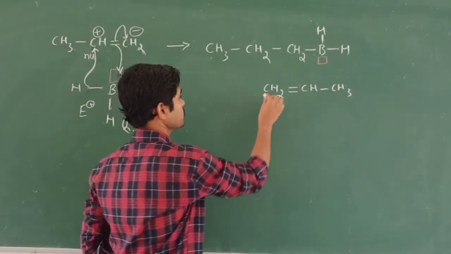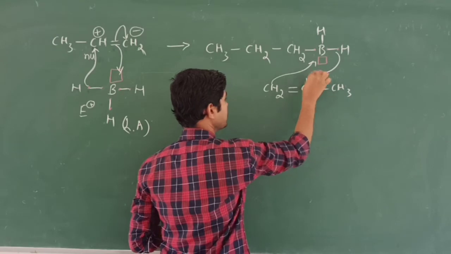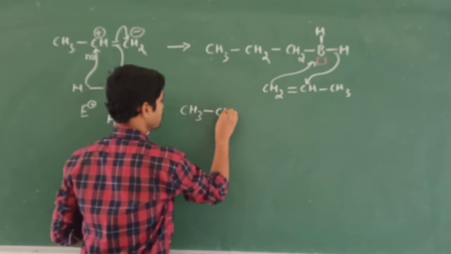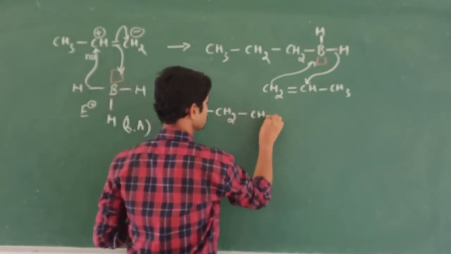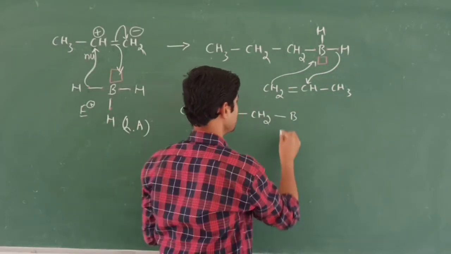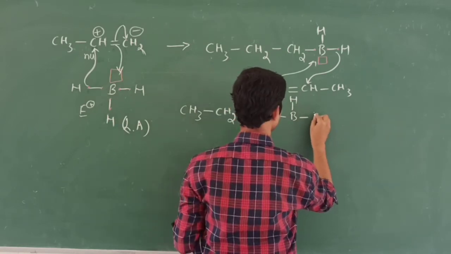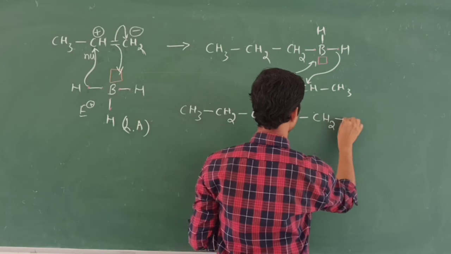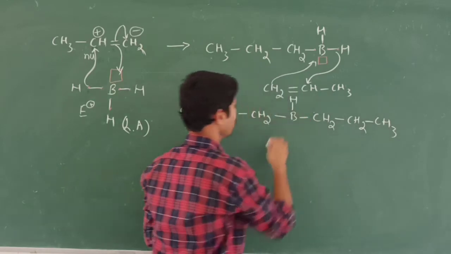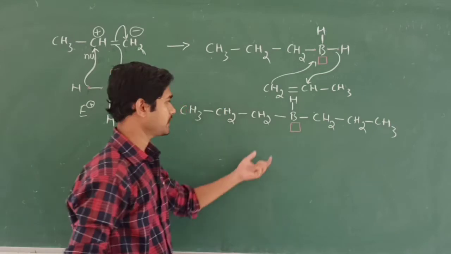So here what happens? Once again, this pi bond will come and attack this side, and this hydrogen will come here. So we are going to write the product as this, and after losing this hydrogen, now boron contains only 1 hydrogen. So I am going to write it here. Only 1 hydrogen. Once again it acts as deficient because a vacant orbital will be there.